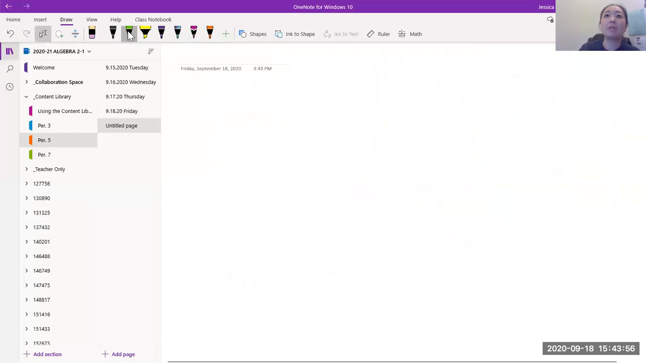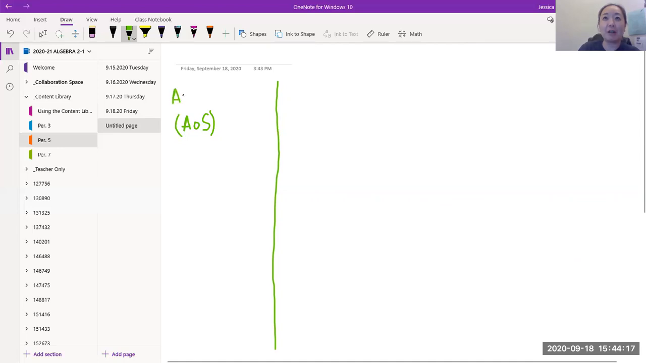But what I would do is, if this is your notebook page, I would just draw a line like this, so that there's this much of a column. And then I usually put my titles here. So I would say axis of symmetry, probably in parentheses because that's my abbreviation. If this is my notes, then I would actually write it out: axis of symmetry.